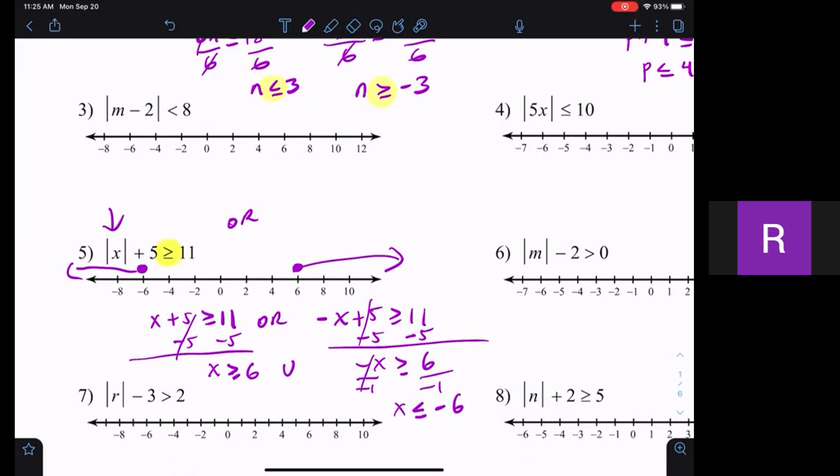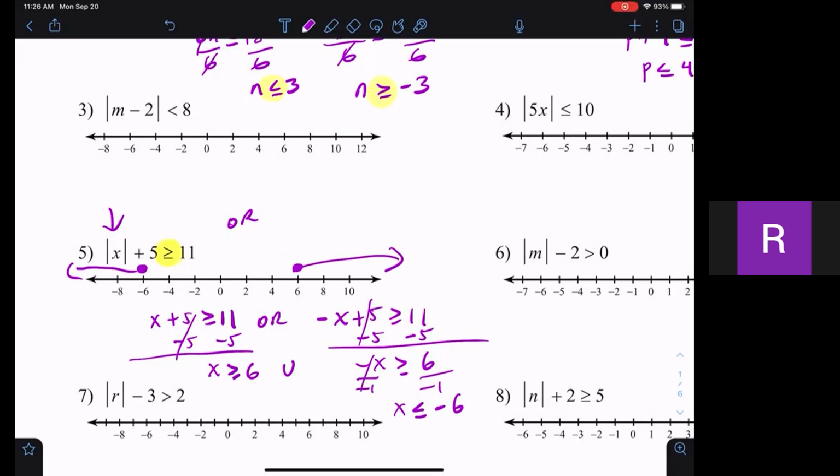Now you can check if you don't believe me. You put -6 here, right? The absolute value of -6 is what? 6. 6 plus 5 is 11. Is 11 greater or equal than 11? Yes. You put another number, -8. The absolute value of -8 is what? 8. 8 plus 5 is 13. Is 13 greater or equal than 11? Of course. Now you go to the other side. 6. The absolute value of 6 is 6, plus 5 is 11. Is 11 greater or equal than 11? Yes. You put the next number, 10. The absolute value of 10 is 10, plus 5, 15. Is 15 greater or equal than 11? Yes.